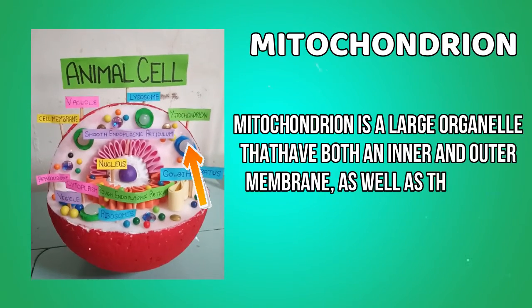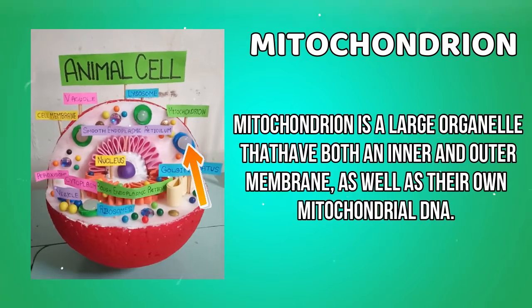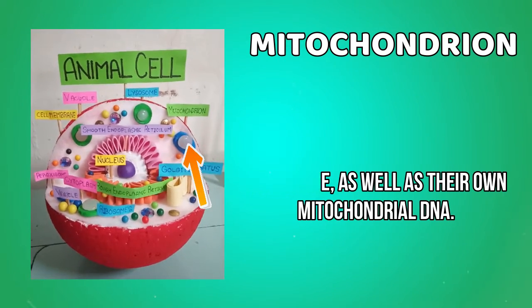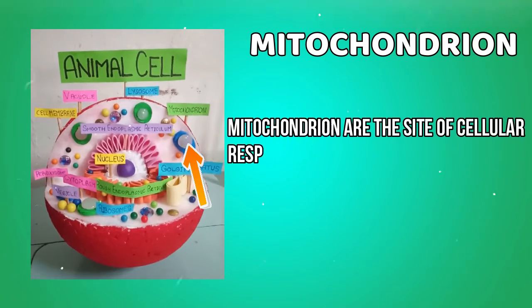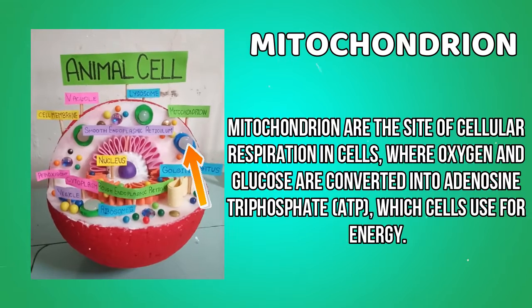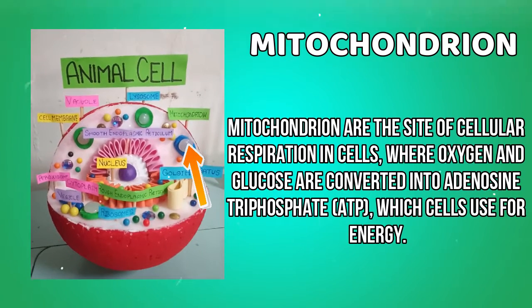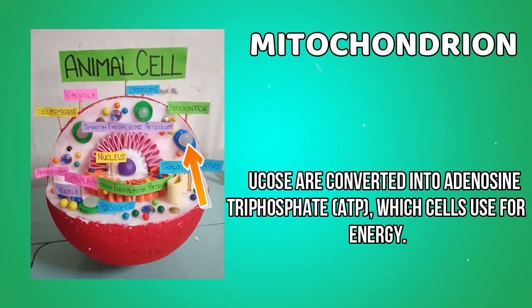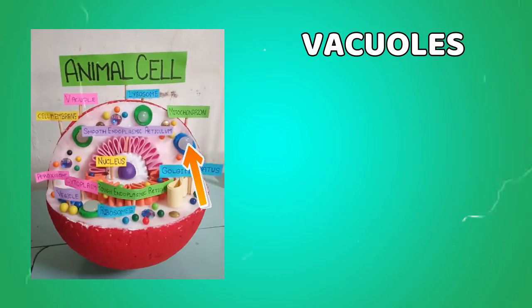Mitochondria. The mitochondrion is a large organelle that has both an inner and outer membrane, as well as its own mitochondrial DNA. Mitochondria are the site of cellular respiration in cells, where oxygen and glucose are converted into adenosine triphosphate, or ATP, which cells use for energy.